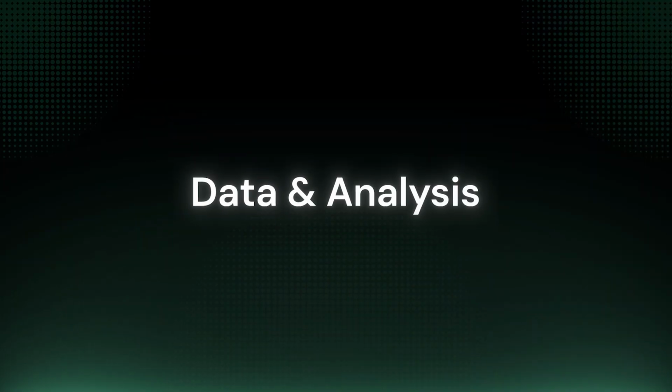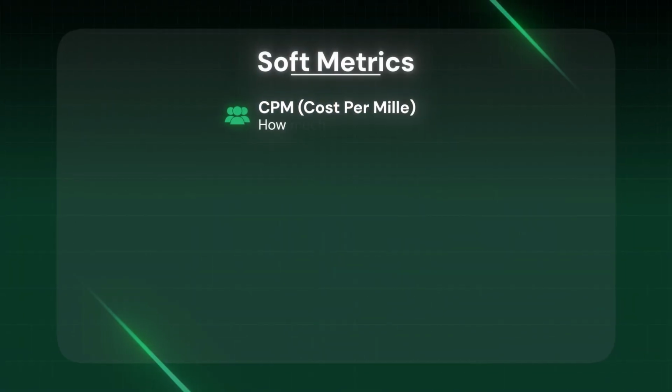Section 4, account setup and data analysis. Now, let's get into the technical setup, because even the best creative will fail with poor account structure. Your data should tell a story, and you need to organize it so you can read the story like a book. So top of funnel metrics to look at, soft metrics generally, CPM, cost per 1,000 impressions.